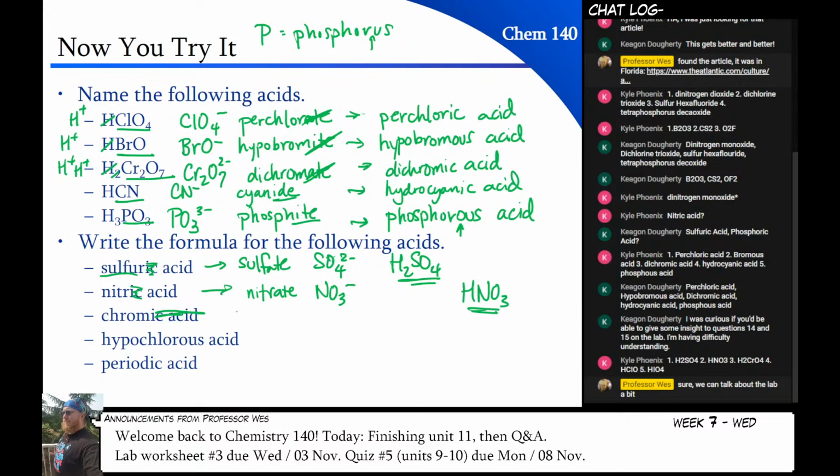So another ic acid, so this is chromic acid. I go look that up. That's what it looks like. There's the formula. Down here I have an ous acid. That means that that's an ite, so this is hypochlorite, which is this. And so the formula must be HClO.